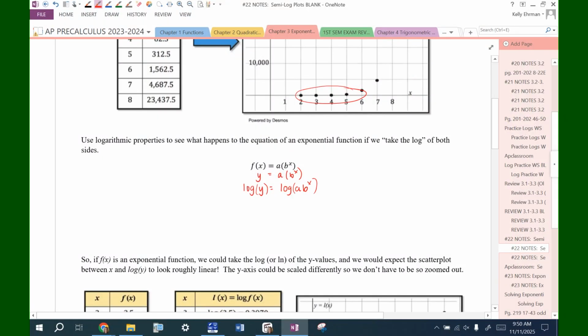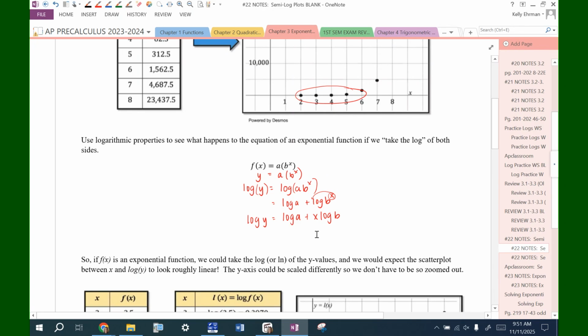And then I can work on this side a little bit. I can say, well, this expands out. This is the log of a plus the log of b to the x. And we know with our expansion rules that anytime we have an exponent inside of a logarithm, we can multiply that out in front. So this is the log of a plus x times the log of b equals the log of y.